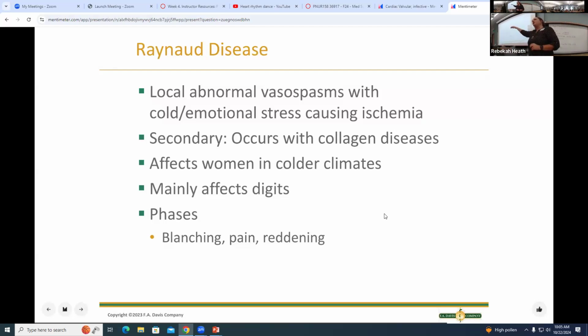So there's a few phases of Raynaud's. They call it blanching, pain, and reddening. I like to call it the red, white, and blue disease because that helps me to remember. So this is backwards. Red, white, and blue, and the reddening is the red, right? Pain, blue, but then blanching is white, right? So blanching is you lose the color, and then it starts to almost look a little blue. You're not getting perfusion like you need.